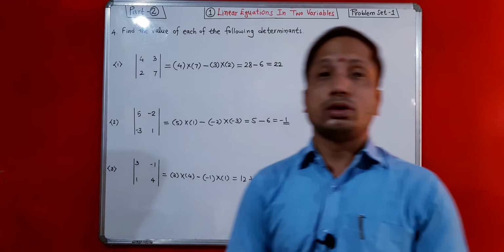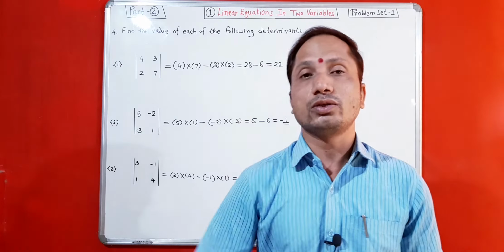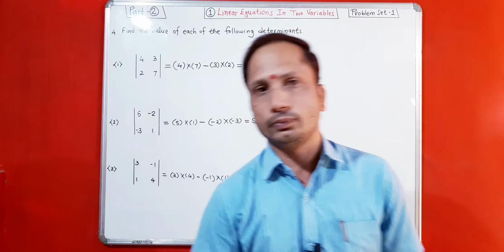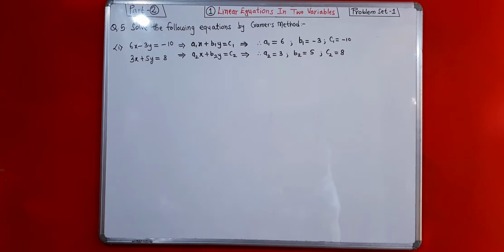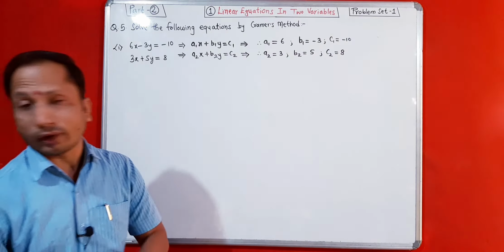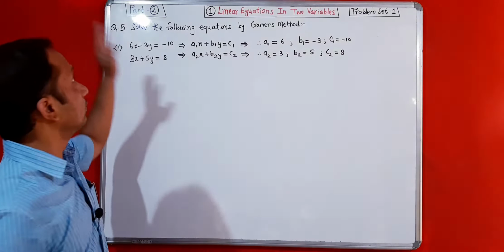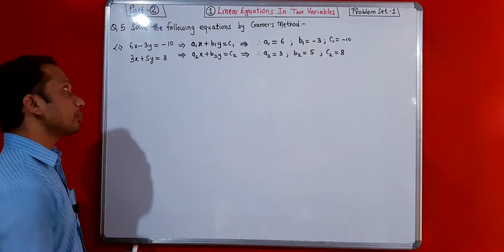Okay, so this is question number 4, and now we are going to solve question number 5, which is based on Cramer's rule. There are total 5 sub-questions given. Solve the following questions by Cramer's method. In this case we have to use Cramer's method.